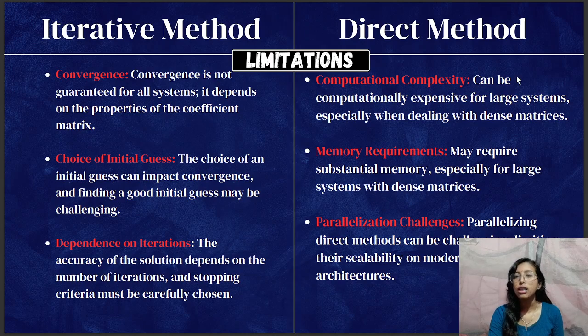Computational complexity can be computationally expensive for large systems. It is quite expensive for large systems, especially when dealing with dense matrices. Sometimes the calculation requires dense matrices, so it is a little bit difficult for the direct method to do it. Memory requirements: may require substantial memory, especially for large systems with dense matrices. Parallelization challenges. Parallelizing direct methods can be challenging, limiting their scalability on modern computer architectures.